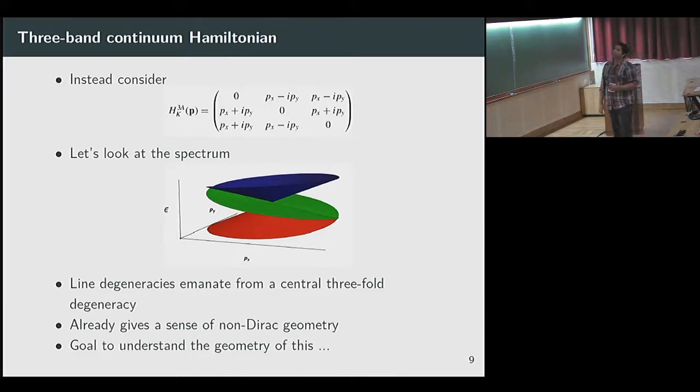So now you see that we have this extra matrix element. And if I just look at its spectrum, it looks like this. And this is quite striking. There is a 3-fold degeneracy at the origin, obviously. But there are also these line degeneracies that sort of come out. They emanate from this 3-fold degeneracy. And so these line degeneracies are crucial. And this already gives me a sense that this is not quite like a Dirac geometry. My goal is to convey to you how to understand the geometry of this Hamiltonian, and I'll explain how this is, in some sense, beyond Dirac.